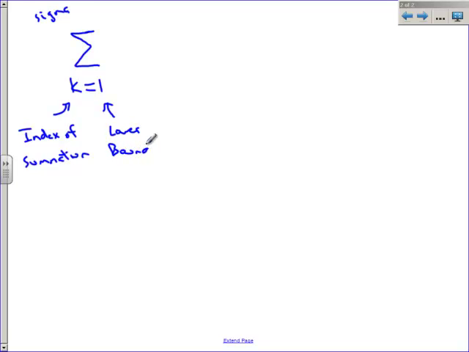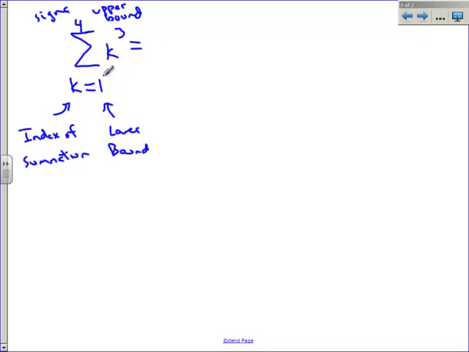You'll get a lower boundary. That tells you where to start. And then you will also get an upper bound. That tells you where to stop. What this means is you are going to add up a whole bunch of things. And let's add up all of the k cubes. This means add up all of the first 4 cubes.